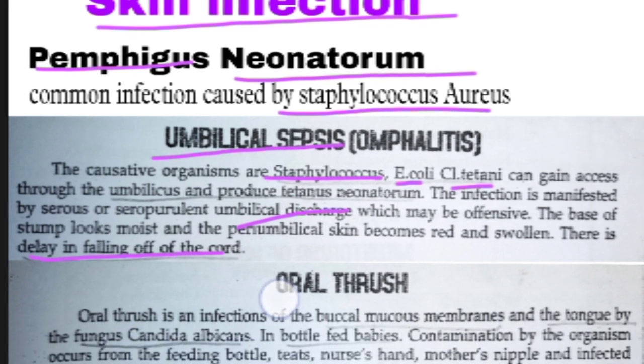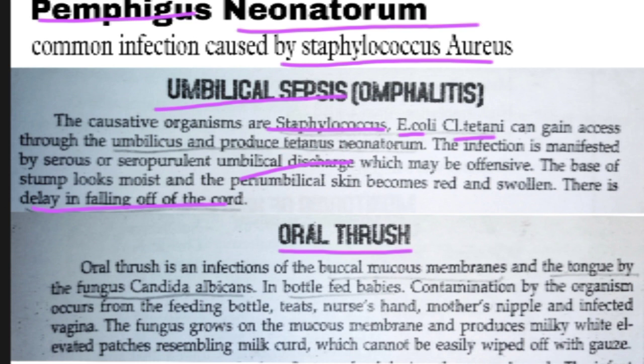Next, oral thrush, a condition where there will be a fungal growth in the oral cavity. In the buccal region and around the tongue, there will be a fungal growth by Candida albicans, and this fungal growth will form a milky, curd-like texture in the mouth. If you try to wipe it, it will not come out. That is oral thrush.